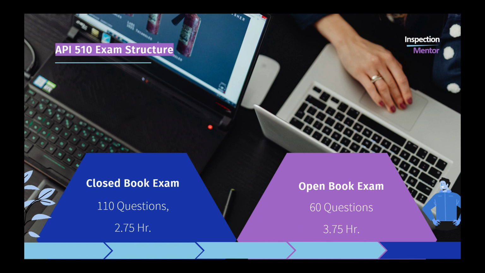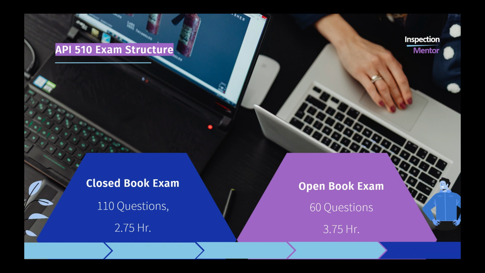The second category is, of course, the open book exam. So you will have 60 questions, and in the open book exam, what happens is, when you go to the exam, the first session is for the closed book exam. So you will have the 110 questions, and the open book exam sections will be locked. So you can't go to that. Once you finish the closed book exam, there will be a break, about 45 minutes. And then when you do the open book exam, you are able to refer to all the standards which I referred to earlier.